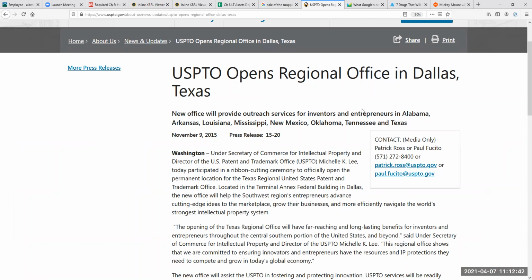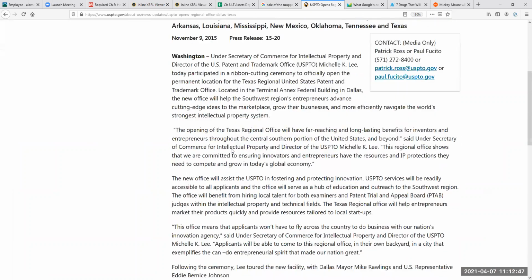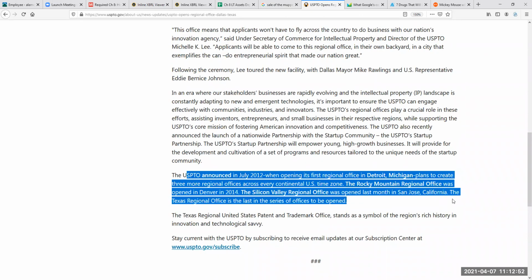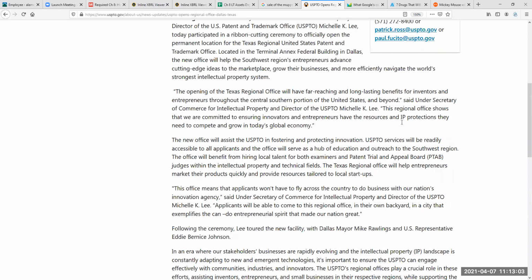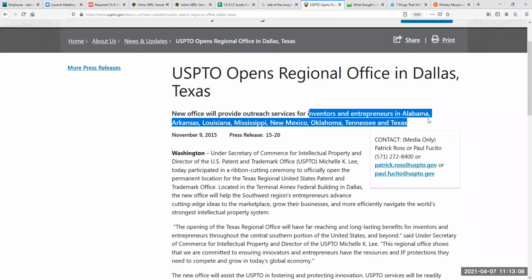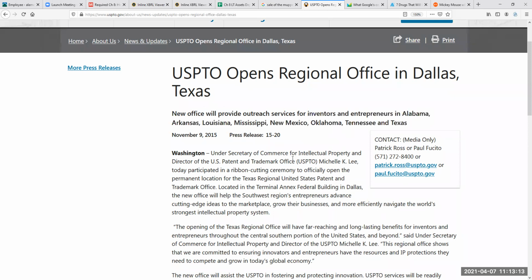Now, to help people, everybody was having to go to Washington to get their patents and trademark office. So Texas, Dallas opened one in 15. Just now, after all these years, in the last year, the U.S. Patent and Trademark Office opened up the first one in Detroit, Michigan in 12, and Denver in 14, and then San Jose, and then now Dallas. So just try to spur entrepreneurship and to help people. The office will provide outreach service for inventors and entrepreneurs in Alabama, Arkansas, Louisiana. So if you're an entrepreneur, consider that now you have a trademark office right here in Dallas.